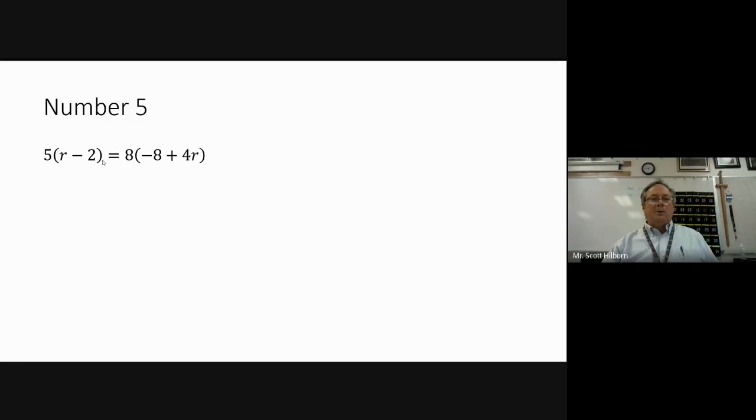All right, so what we got here, obviously it's an equation because it's an equal sign. We see the 5 outside the parentheses, the 8 outside the parentheses, so we know right now we're going to distribute. So we're going to go 5 times r, that's one of my favorite letters, and then 5 times negative 2, 8 times negative 8, and then 8 times 4r. So 5 times r is 5r, 5 times negative 2 is negative 10, bring down the equal sign. 8 times negative 8 is negative 64. 8 times positive 4r is plus 32r.